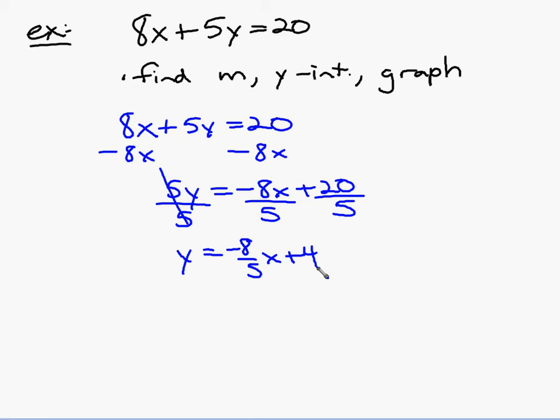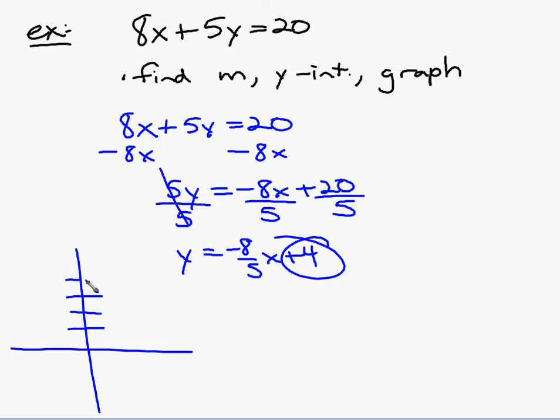And guess what? I'm ready to graph it. I have a y-intercept: 1, 2, 3, 4. There's my y-intercept. And I have a slope of negative 8/5, which means I would go down 8 and over 5. Down 1, 2, 3, 4, 5, 6, 7, 8, and over 1, 2, 3, 4, 5. There would be my next point. Connect the dots.